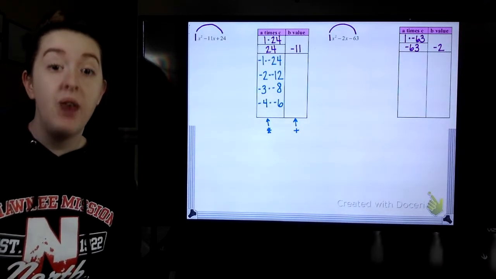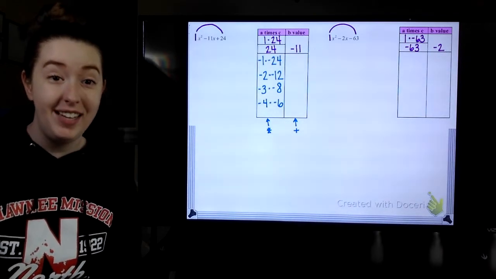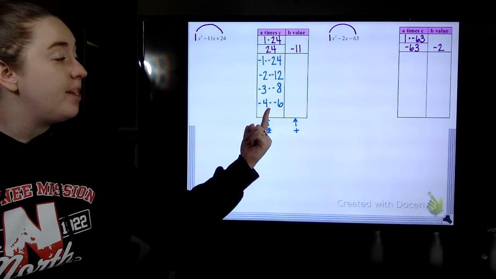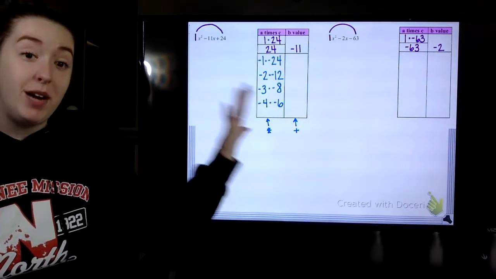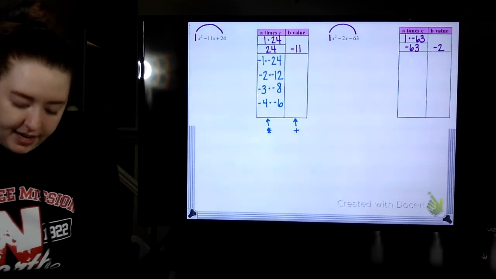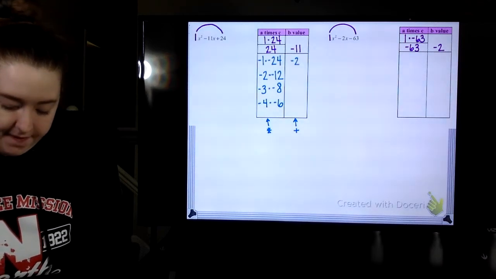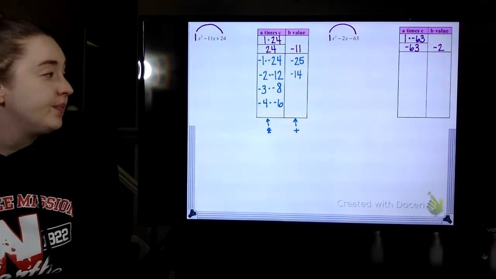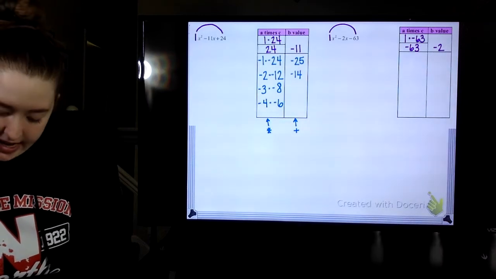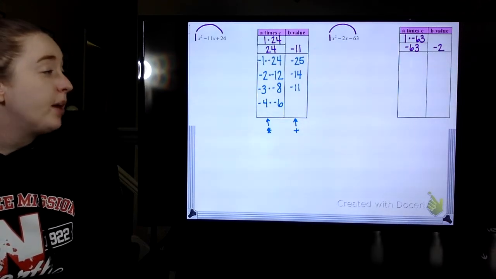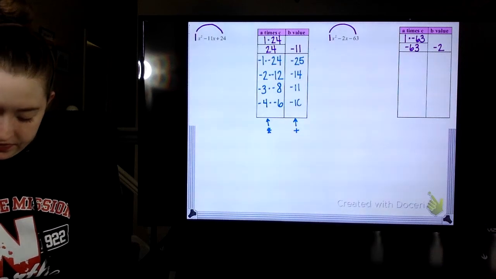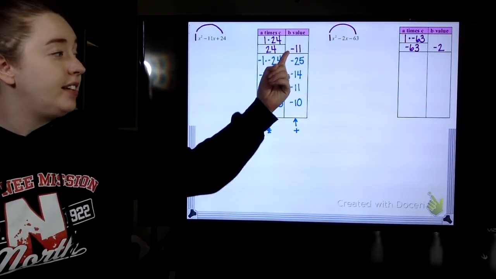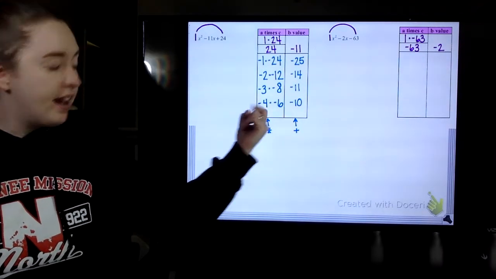Now we have to figure out which one of these adds to negative 11. We're going to take each of these pairs in my left column and add them together in my right column. Negative 1 plus negative 24 is negative 25. Negative 2 plus negative 12 is negative 14. Negative 3 plus negative 8 is negative 11. Negative 4 plus negative 6 is negative 10. So, which of these matches my b value? Well, my b value is negative 11, and right here, I have that pair.